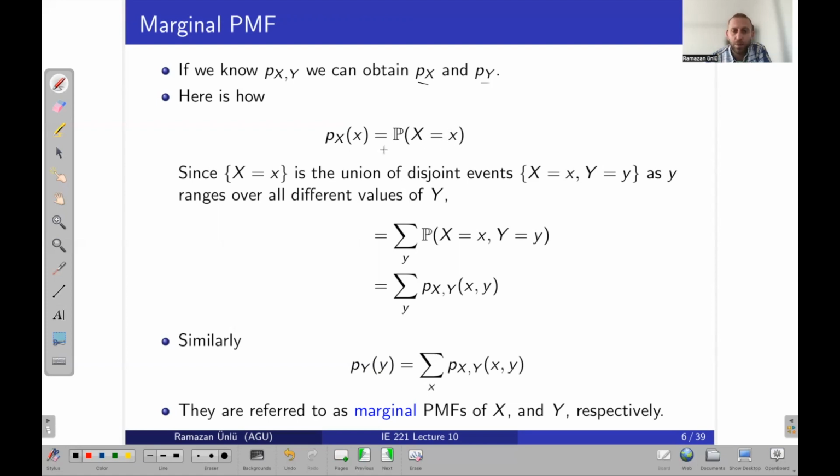That is how we represent the probability mass function of a single random variable, which is called X in this case. And since the event X equals x is the union of the disjoint events, capital X equal to x and capital Y equal to y, as y ranges over all different values of y. Let me make that concrete.